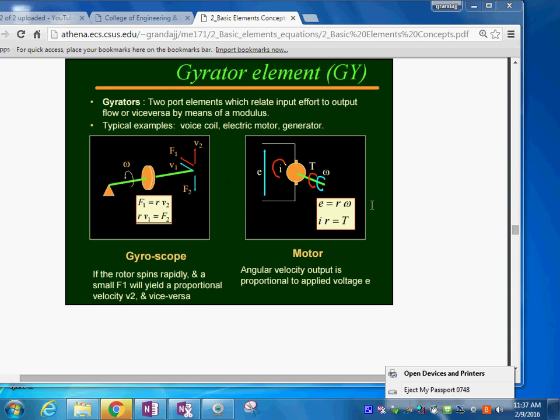Because this is a cross transformer, you could see the one here. The way you read it is this: E1 is an output of GY. How did that happen? On this side comes F2 times R, which should be E1. See? F2 times R equals E1. Or you could say F1 times R equals E2. That is also here.